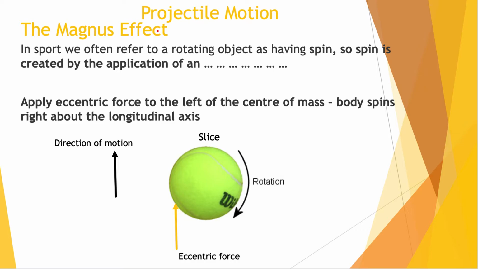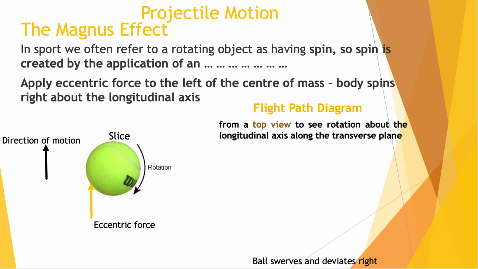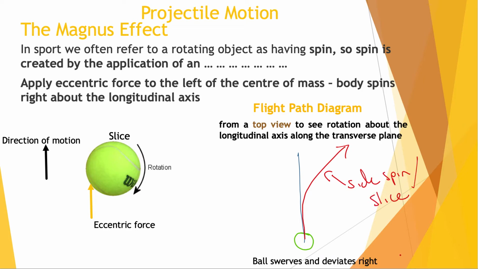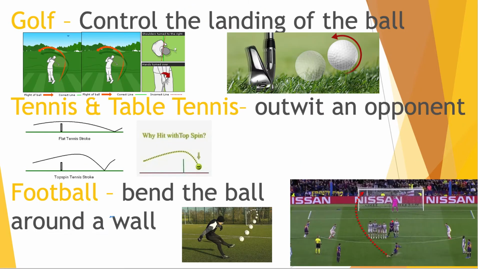And so I'm sure you can work out now with this last type of side spin, with the slice, we've got the eccentric force being applied to the left hand side of the ball, and now we're going to have our ball deviate off to the right. So this would be our normal flight path without spin, and now we've got the ball deviating to the right with side spin, specifically the slice.